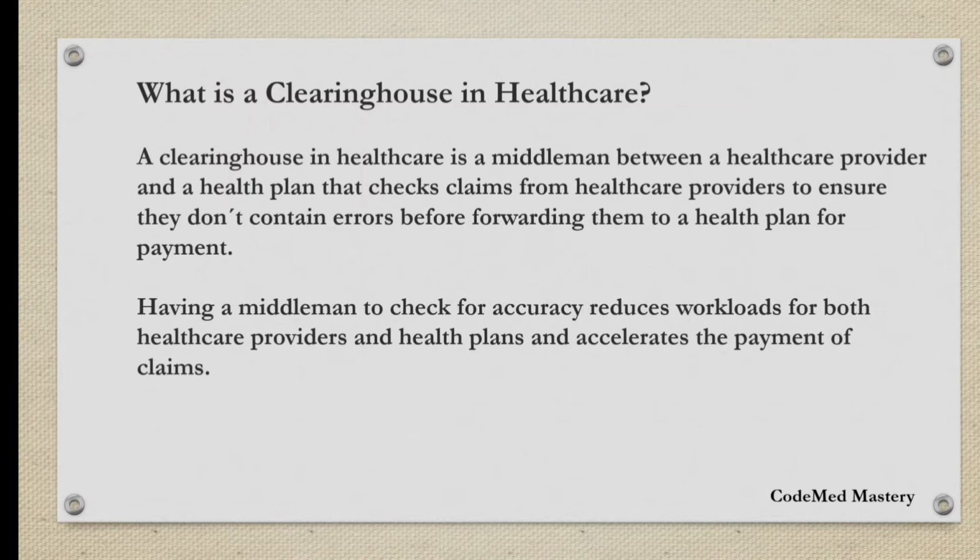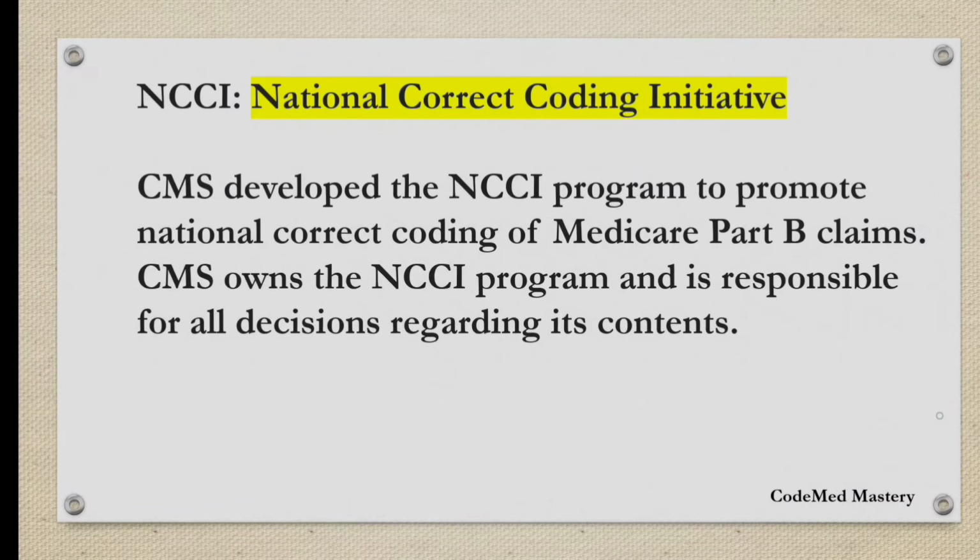Next is clearinghouse in healthcare. What is a clearinghouse? It is a middleman between a healthcare provider and a health plan that checks claims from healthcare providers to ensure they don't contain errors before forwarding them to a health plan for payment. So what is the benefit of having a clearinghouse? To check for accuracy, it reduces workloads for both healthcare providers and health plans and accelerates the payment of claims.